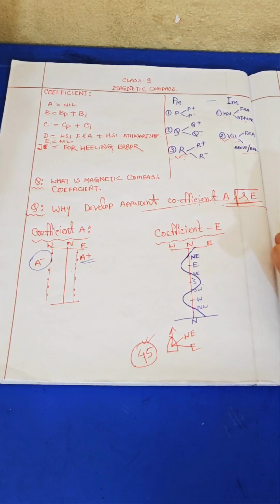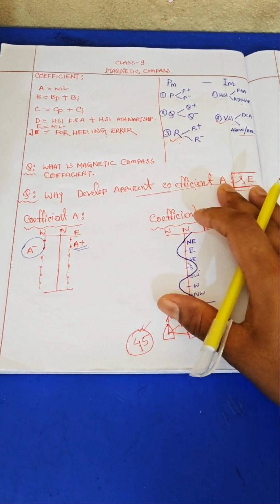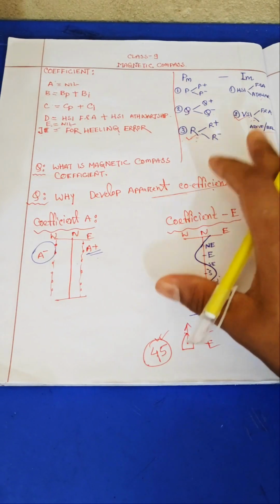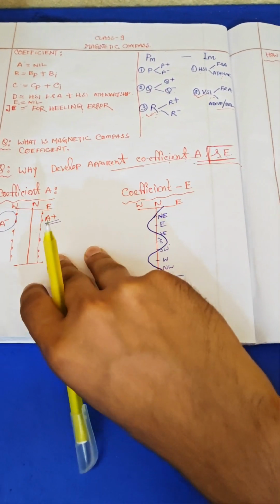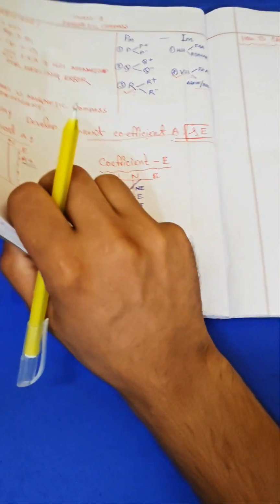Hello, viewers. You know that we are discussing the magnetic compass. I already discussed the coefficient. Today I will discuss in full detail how you calculate the coefficient value. Stay tuned. Viewers, yesterday was our class for coefficient. Today we will calculate the coefficient, guys.